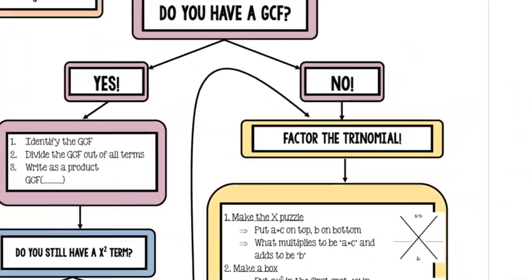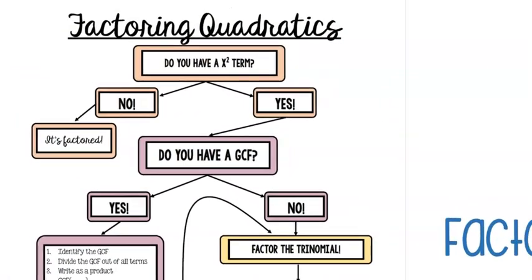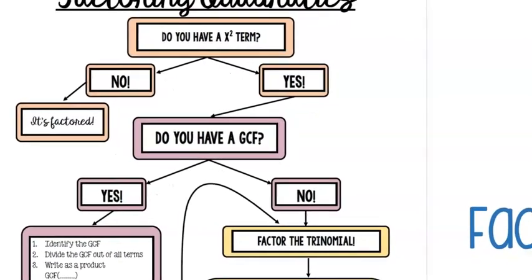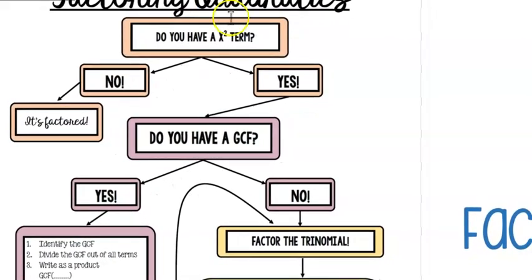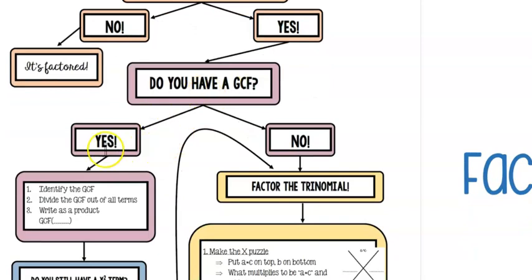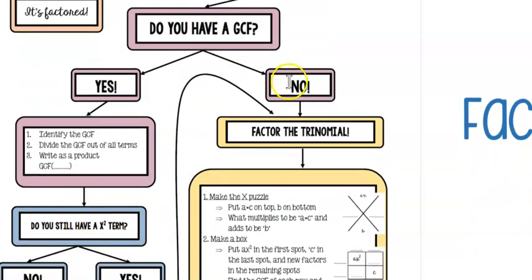On page 2 in your packet, I included a little factoring quadratics graphic organizer that you can go through. You can see if you have to start with an x squared term. If there's not an x squared term, then it's either not factorable or it's already factored. If there is an x squared term, then you should always look for a GCF first. If you have a GCF, you should take it out and then proceed as normal.